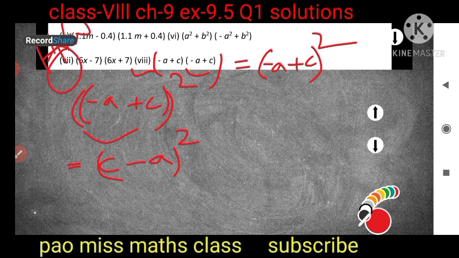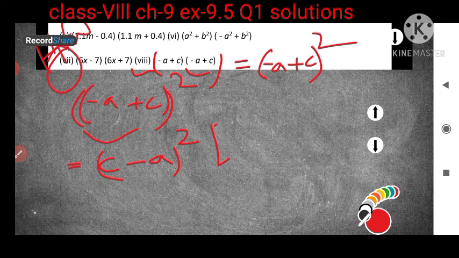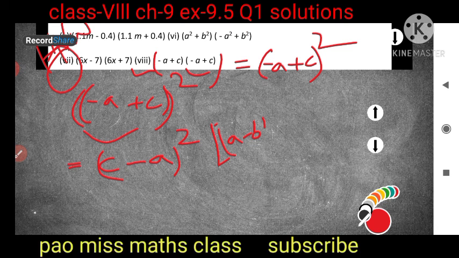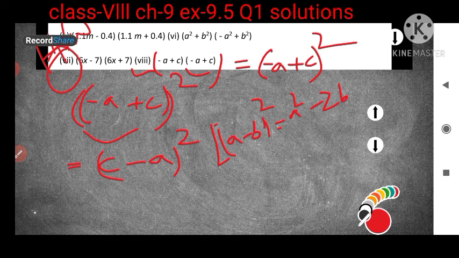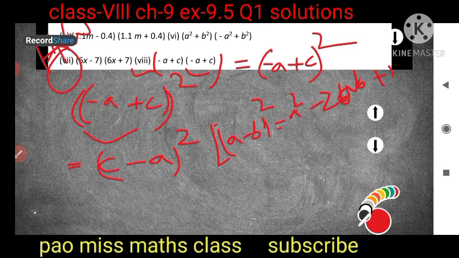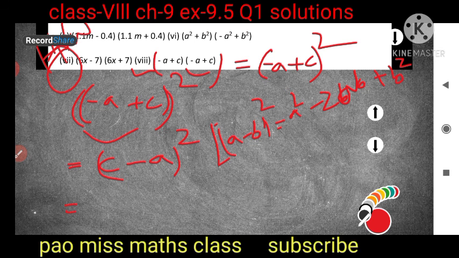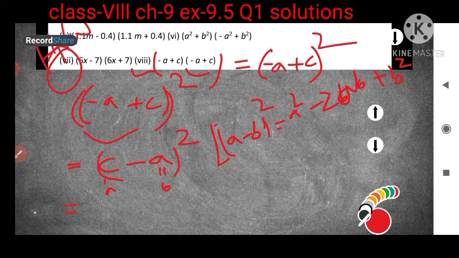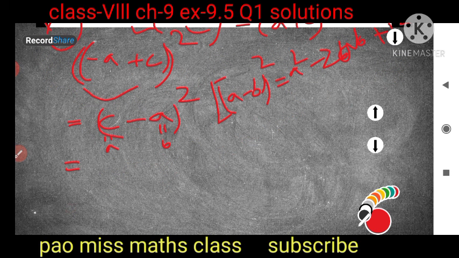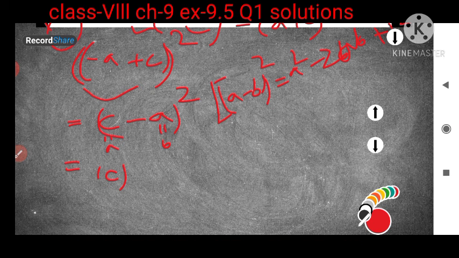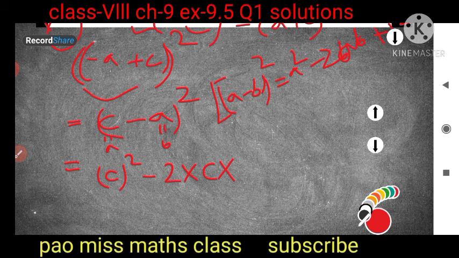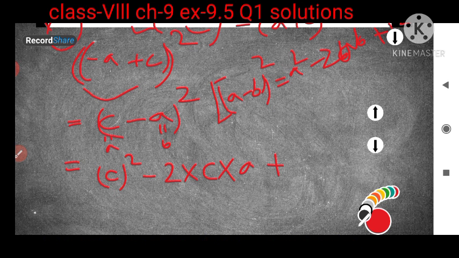Which identity can we use here? (a minus b) whole square is equal to a square minus 2ab plus b square. So we will use this identity. This is a and this is b. Now a square means we write c square minus 2ab, where a is c and b is a, plus b square. The b value is a square.